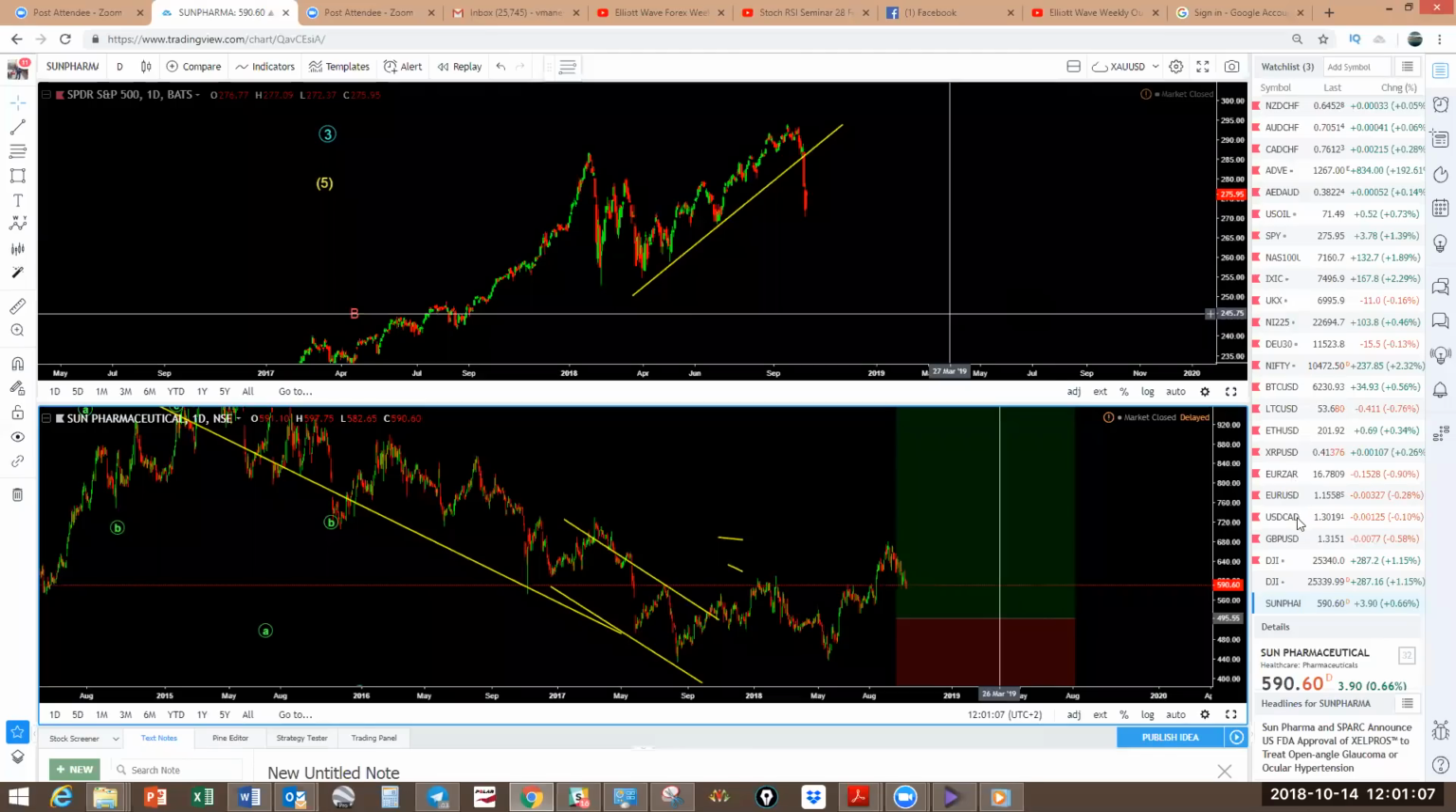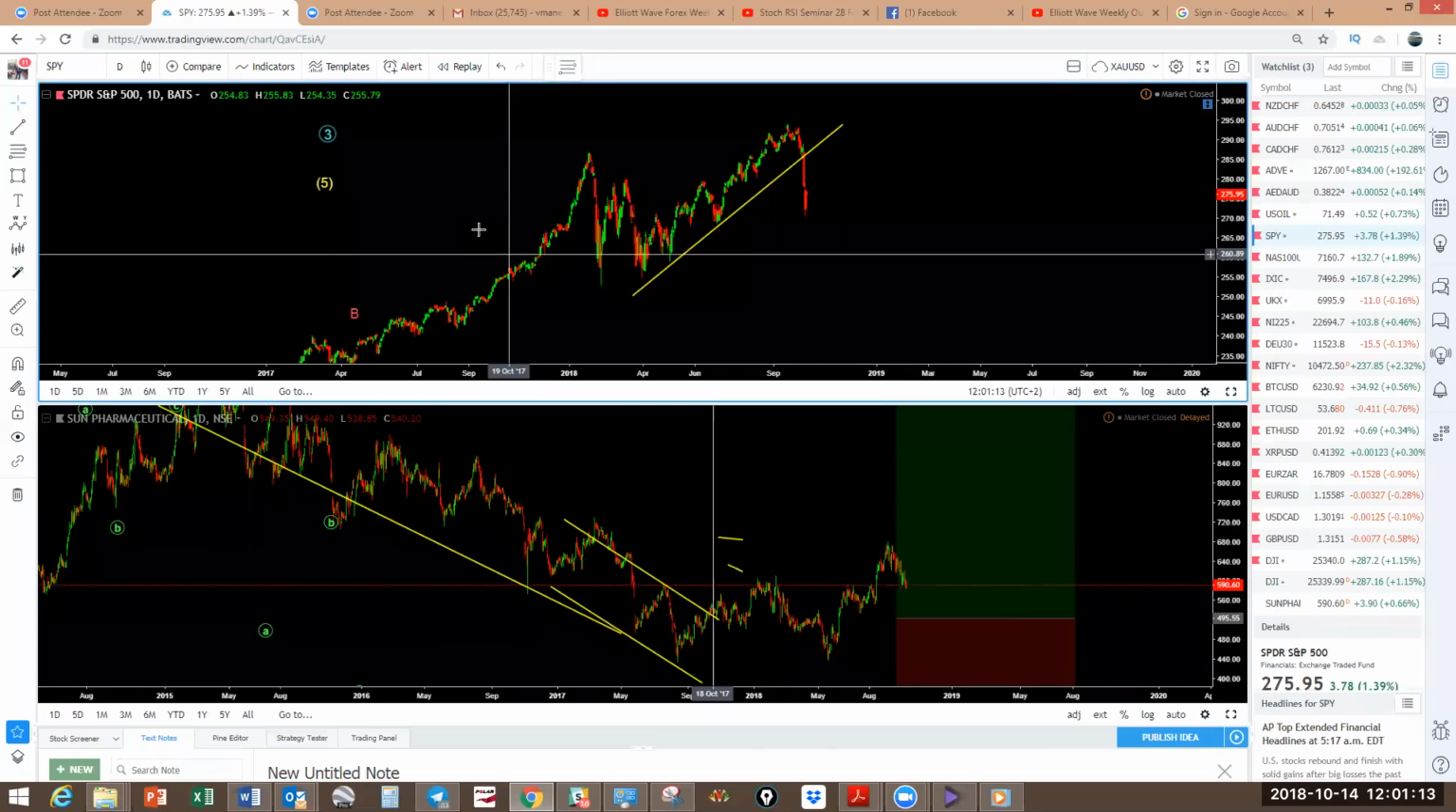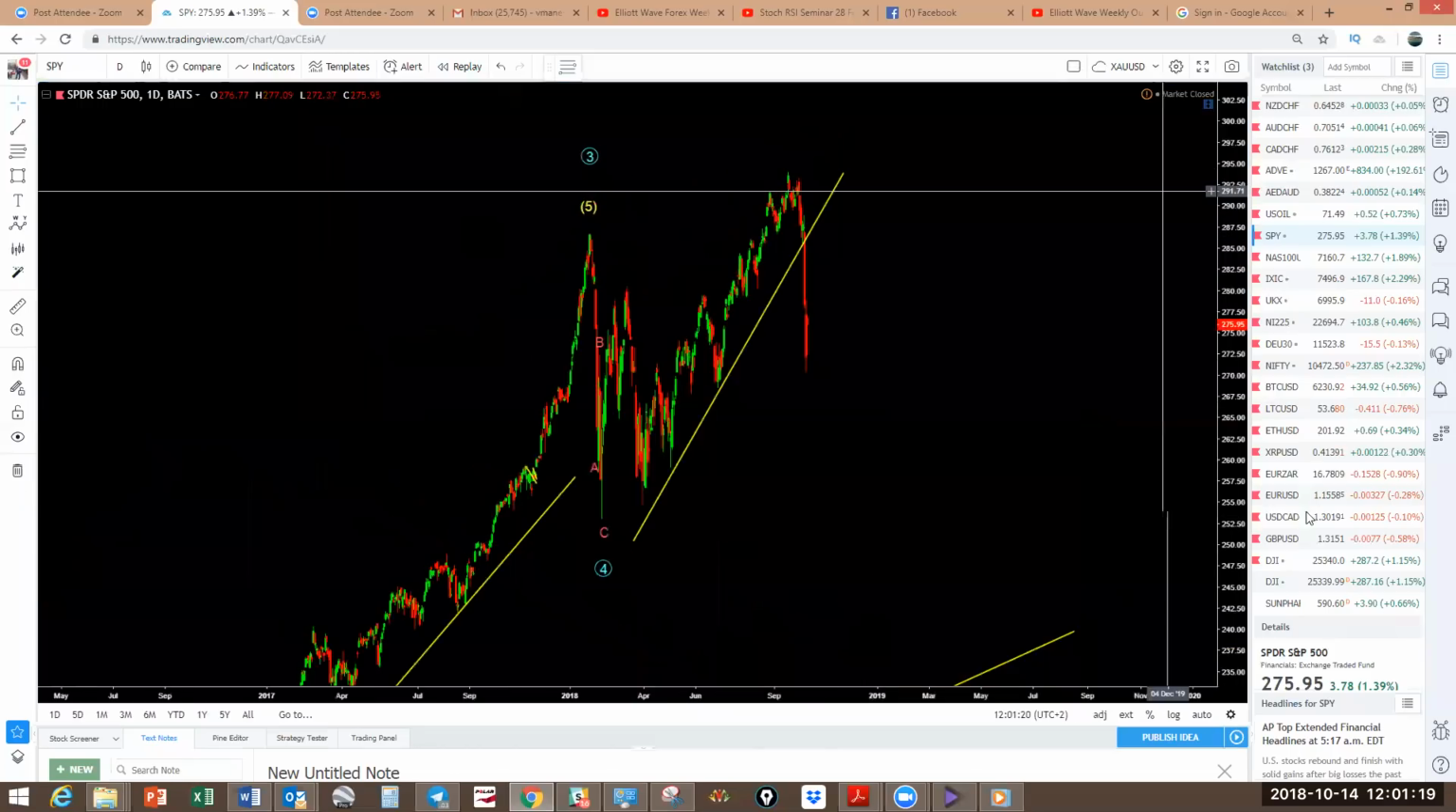Okay, guys, so that concludes the indices. Let's lastly wrap up with cryptocurrencies. Cryptos, let's go back to one chart. Bitcoin.